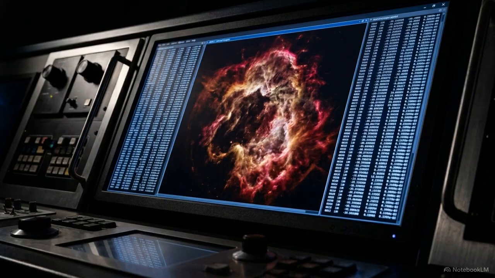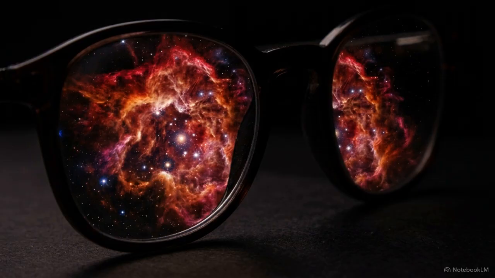By utilizing the physics of light and specialized infrared technology, we aren't relying purely on theoretical models. We are actively watching the first protogalaxies piece themselves together in real time.